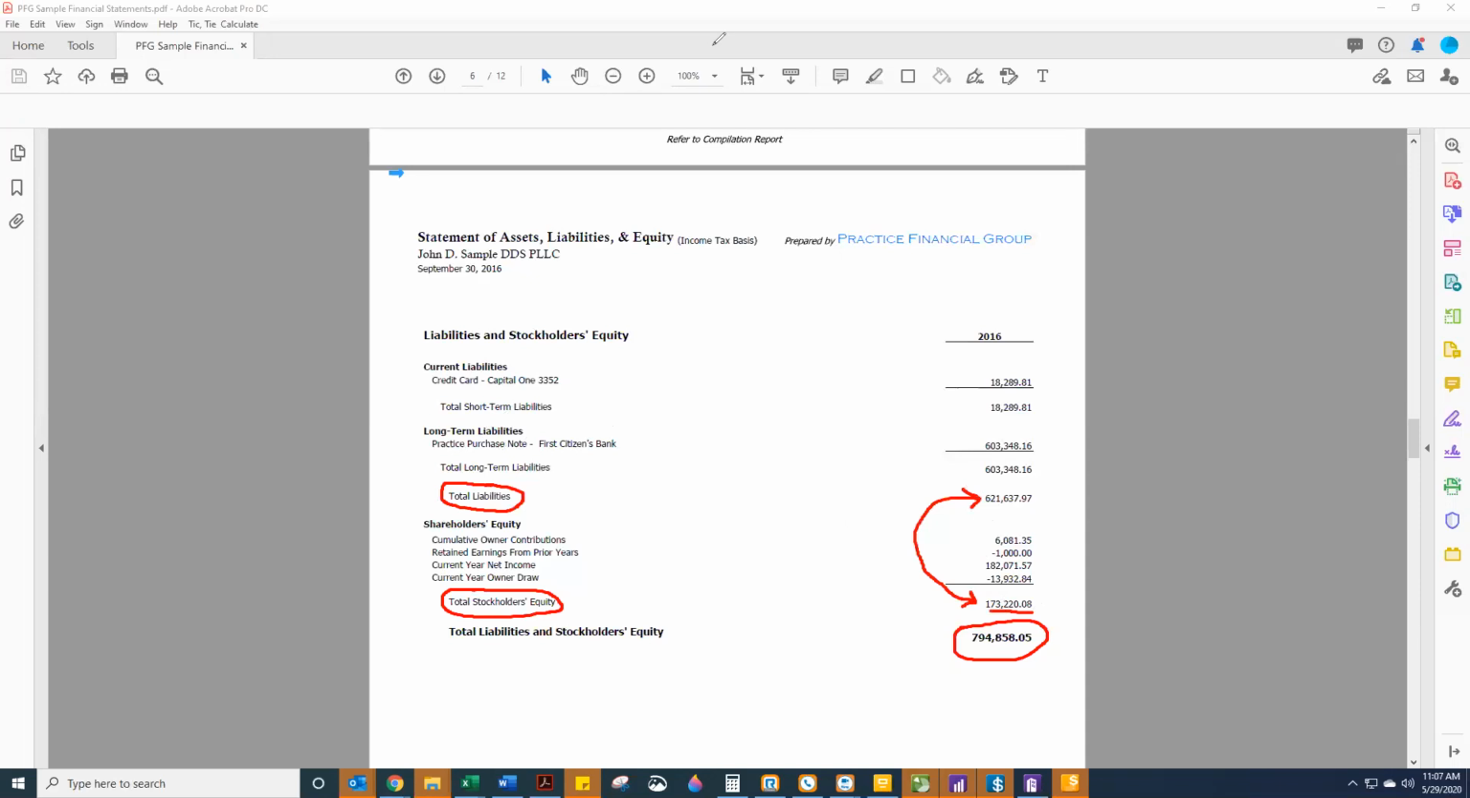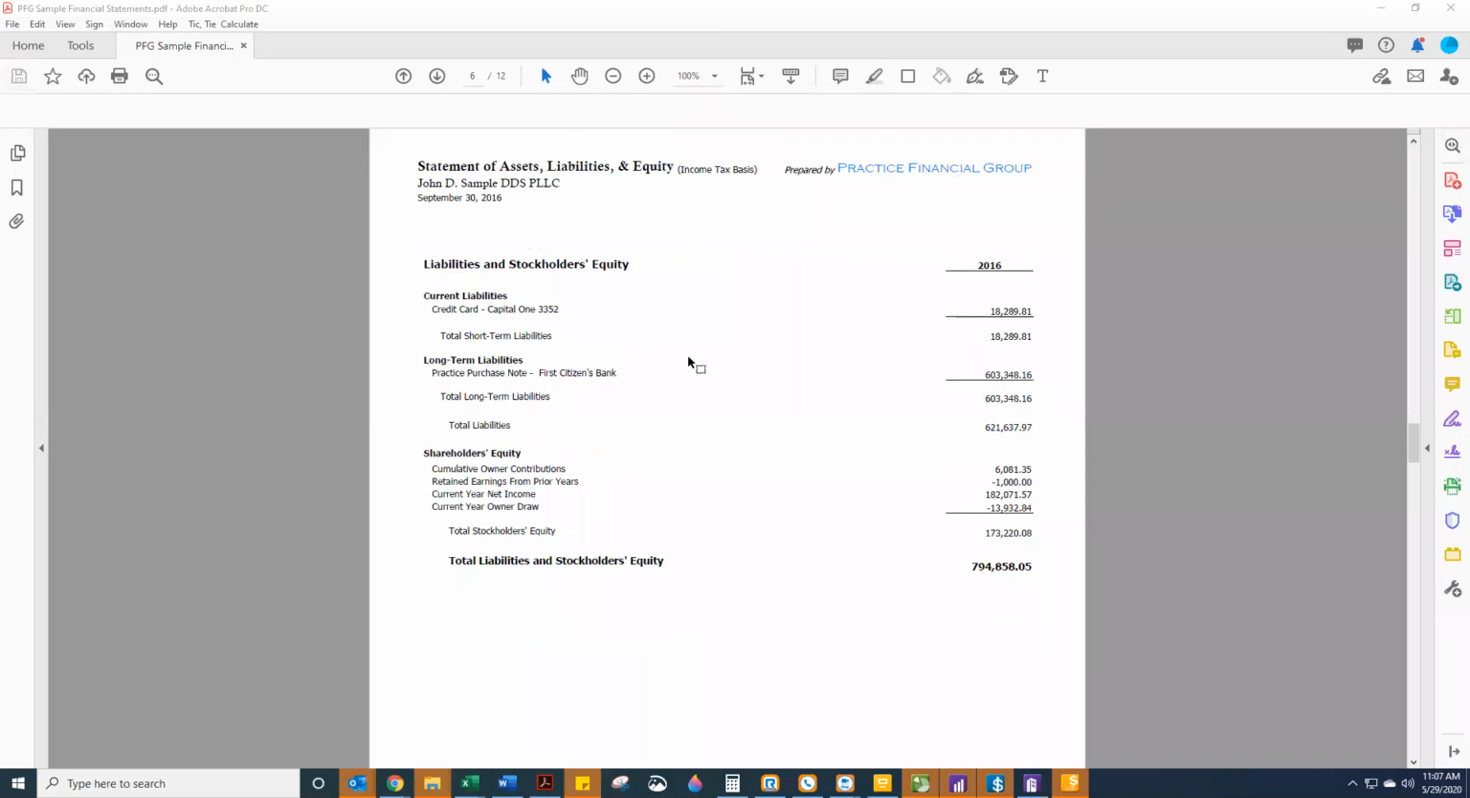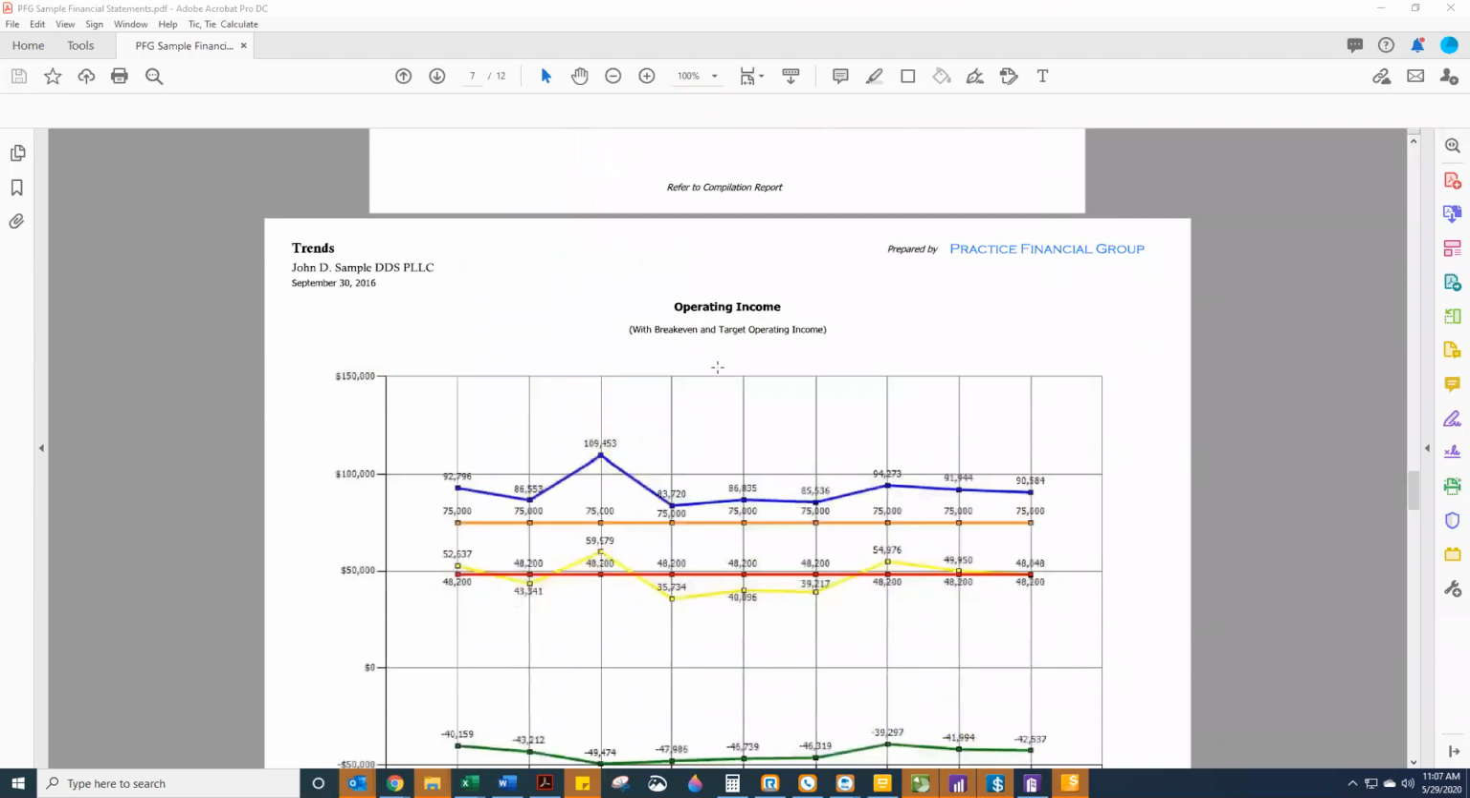Okay. Again, not a whole lot to necessarily review every month. Just know that this is here. Banks like to see this. We can certainly give this to any bank that needs it, and that's the balance sheet. Okay.